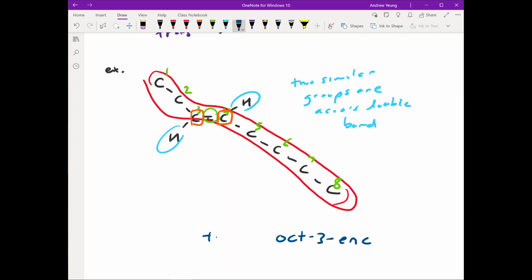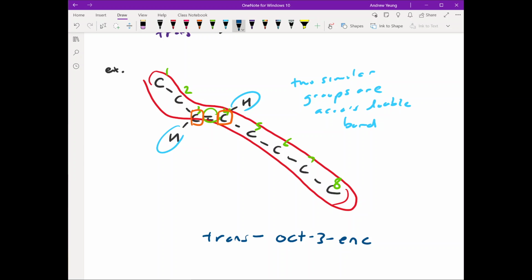We're going to put the prefix here, trans hyphen, before all this oct-3-ene. If I had cis-oct-3-ene, all that would do is swap the hydrogen down here. That is a slightly different geometry, a slightly different 3D than the molecule that I've drawn here.